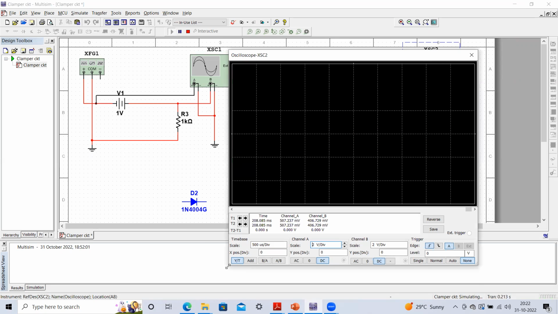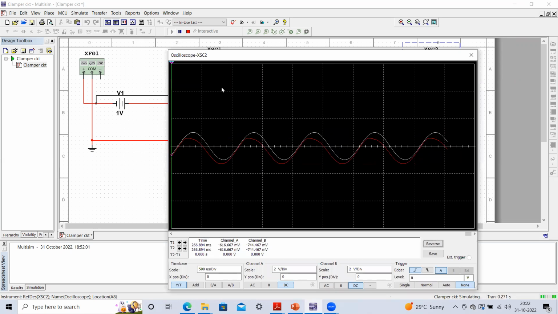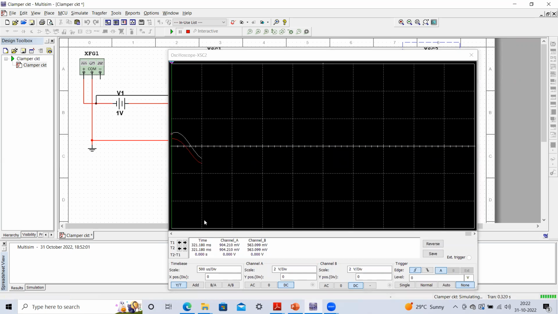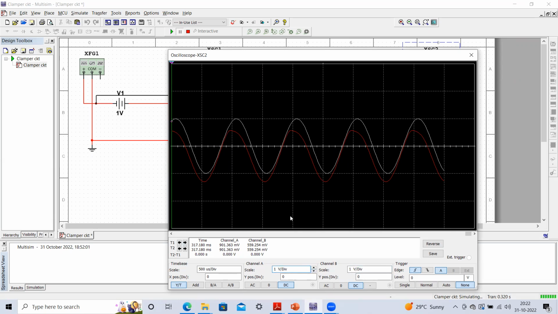Here is the output. So here you can see that we are having the input waveform. This white one is your input waveform, and we are making it 1 volt per division sensitivity. So now you can see that this is our input waveform, and we have taken the practical diode.